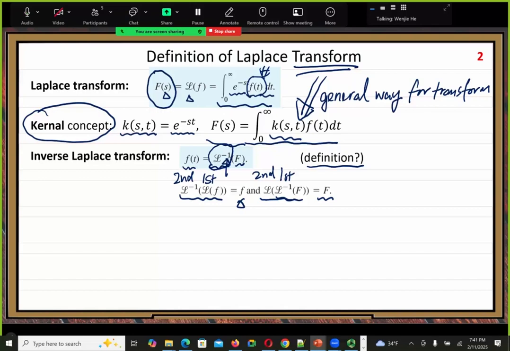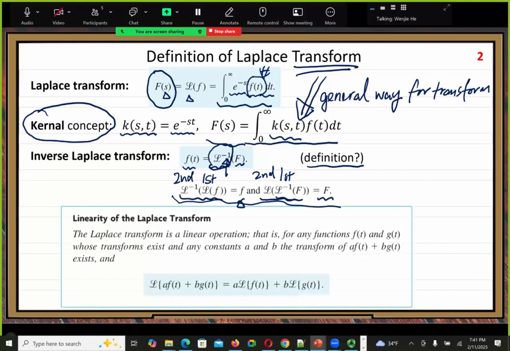So those are the basic properties of the inverse transform. Any inverse transform has these two similar properties. Otherwise, it won't be an inverse transform. If these two identities are not satisfied, we won't call it an inverse transform.